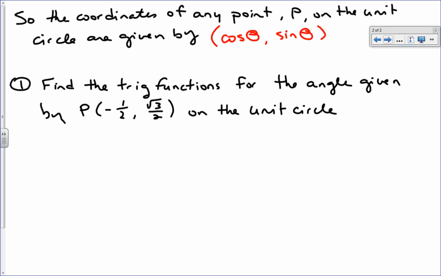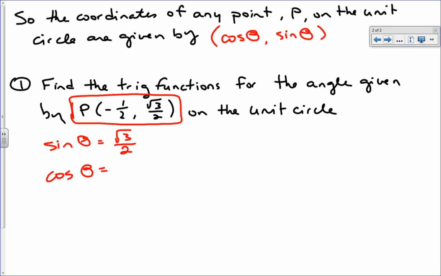So here we have a point in question 1. We have a point that's on the unit circle, and we could test to see if it's on the unit circle. And we want to find the trig functions for it. Well, the first two are very straightforward. The sine of the angle will be root 3 over 2. The cosine of that angle will be negative 1/2, because sine is y, cosine is x. Tan of theta will be y over x, so it'll be negative root 3 over 1, or just negative root 3. And then again, we can do the reciprocals of all of those for the other 3 functions.